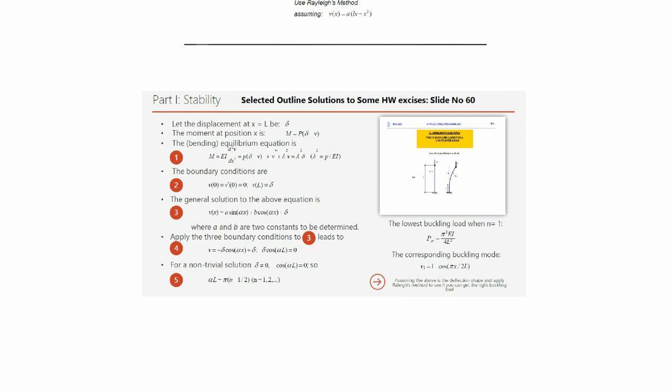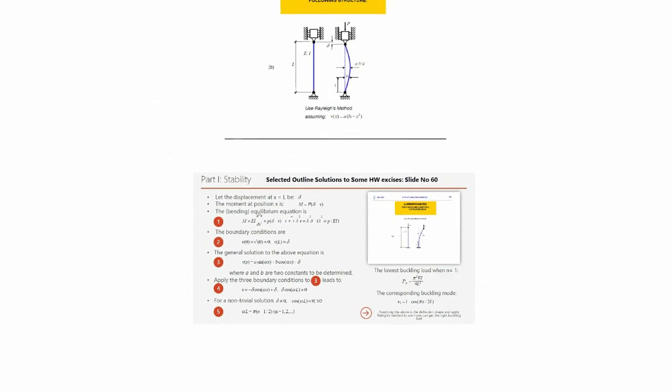The general solution to the above equation is v(x) equals a sin λx plus b cos λx plus delta, where a and b are two constants to be determined. Applying the three boundary conditions leads to P_cr equals π²EI/4L² and v equals delta(1 minus cos λx), with cos λL equal to 0. The corresponding buckling mode comes from the non-trivial solution, cos λL equals 0, so λL equals π/2, 3π/2, and so on. Assuming the above is the deflection shape, apply Rayleigh's method to see if you can get the right buckling load.